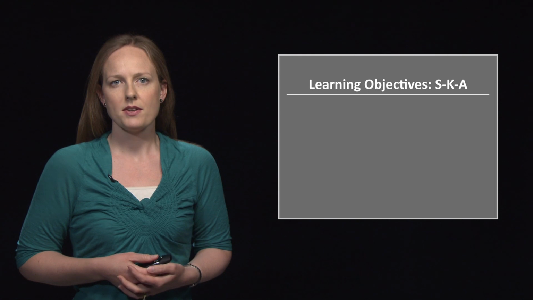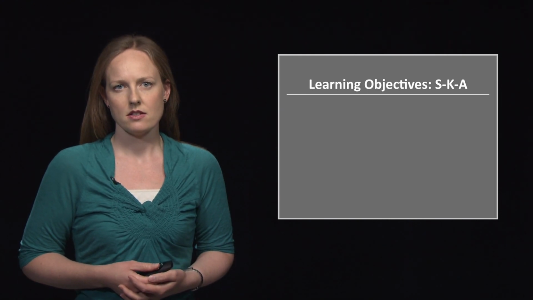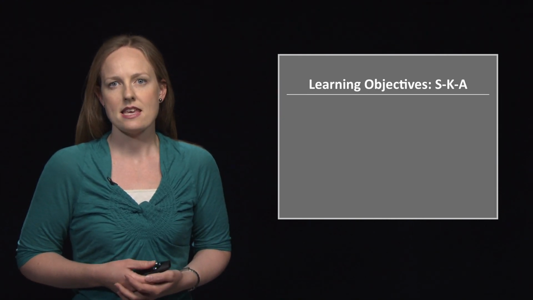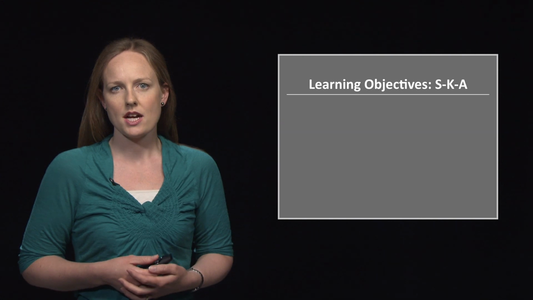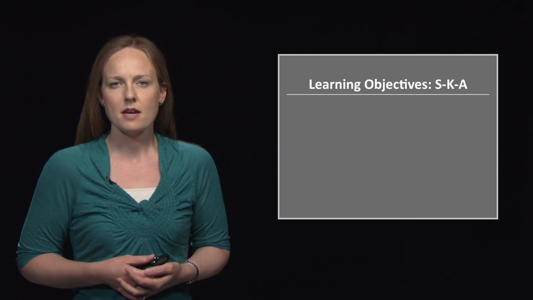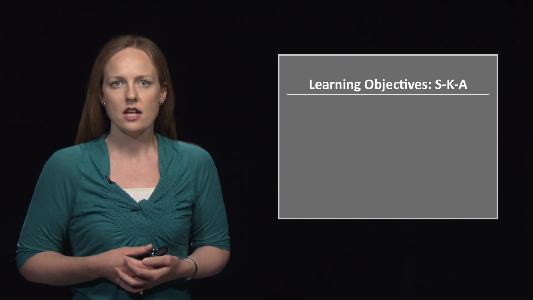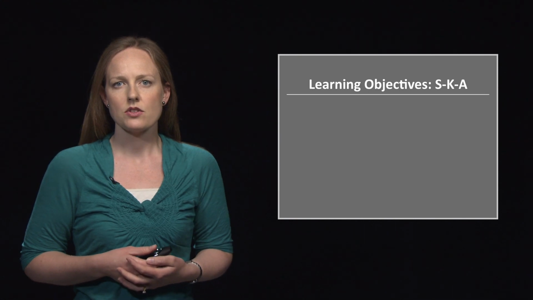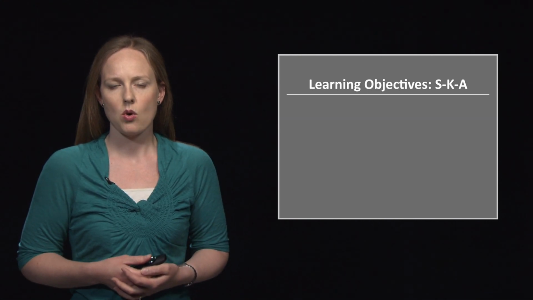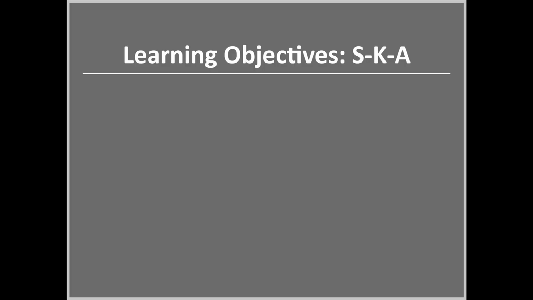Now we're going to talk about designing course learning objectives. The SKA scheme can help define the learning objectives for your course by thinking about the skills, knowledge, and attitudes that you would like your students to attain by the end of your course. Think about the answers to the following 3 questions.